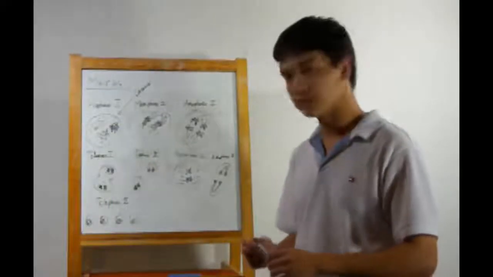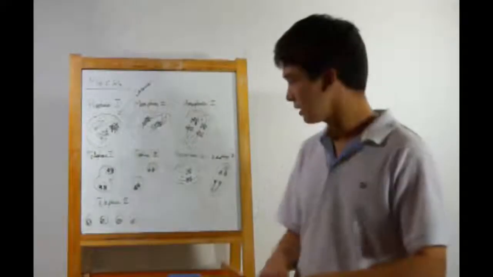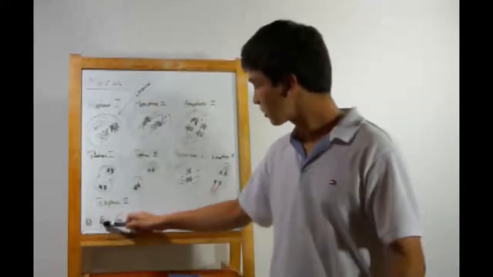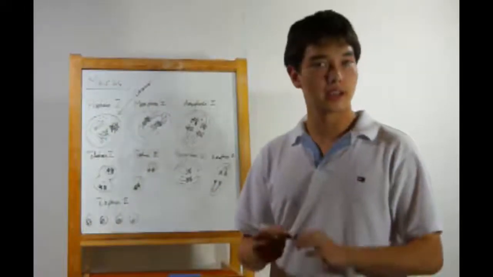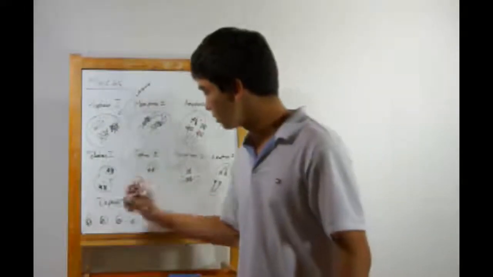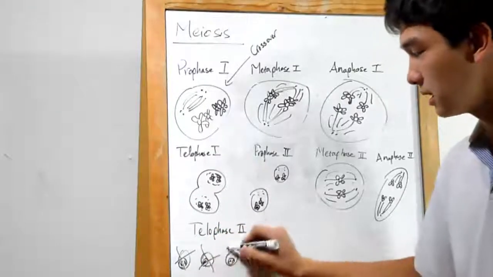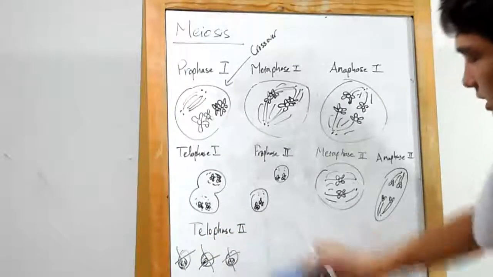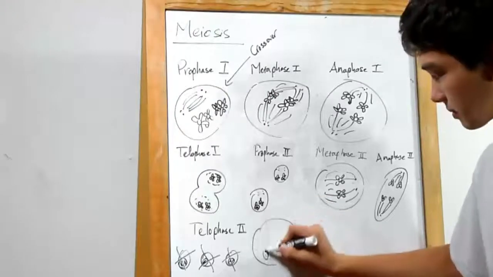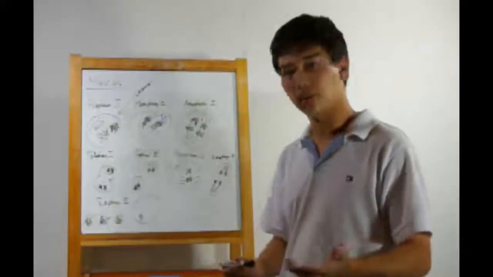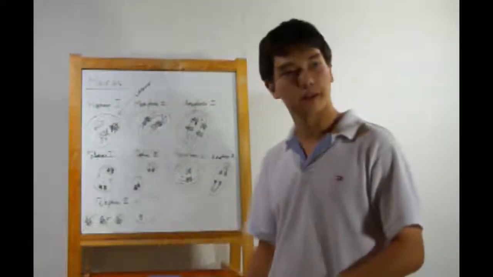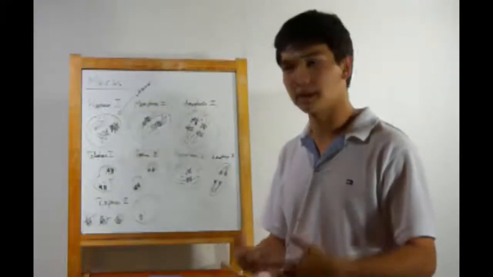Now, one difference between male and female gametes. In males, all 4 of these will be used. In females, however, 3 of these will donate their cytoplasm to the fourth one to make a really big cell. This is an egg cell, an ovum, and the reason it needs all that cytoplasm is because it will need to nourish a developing offspring.